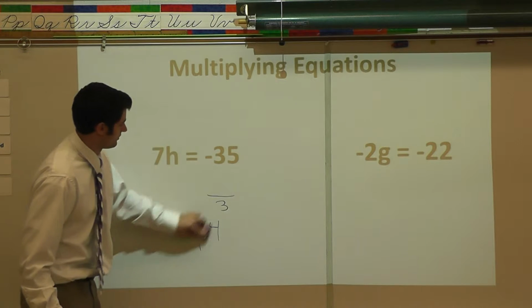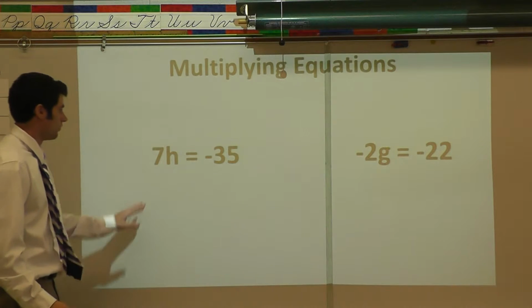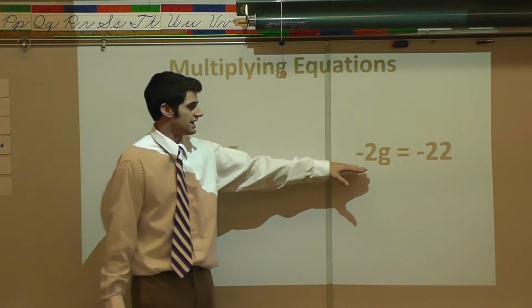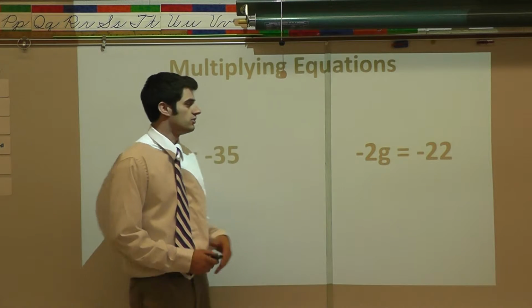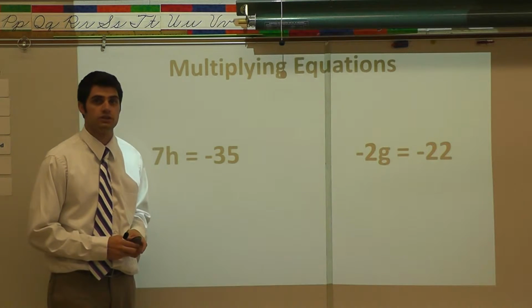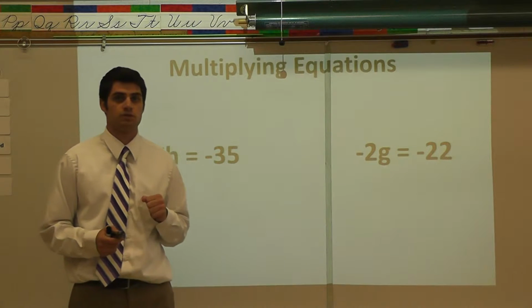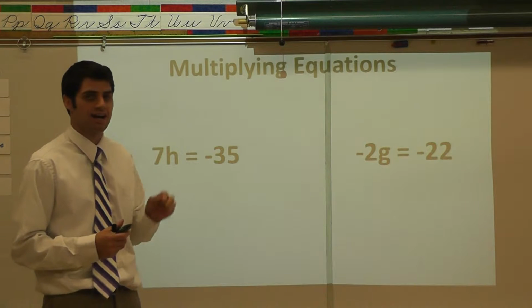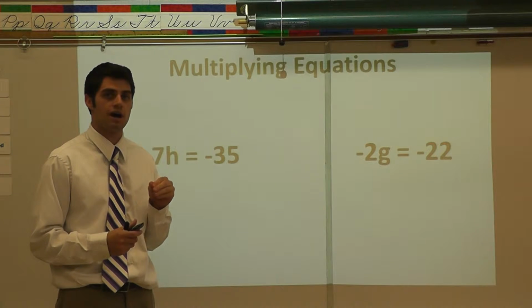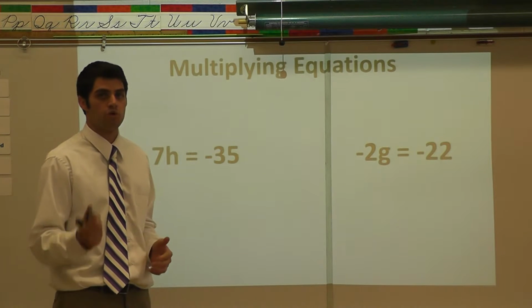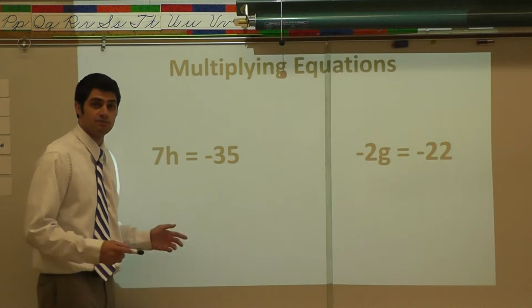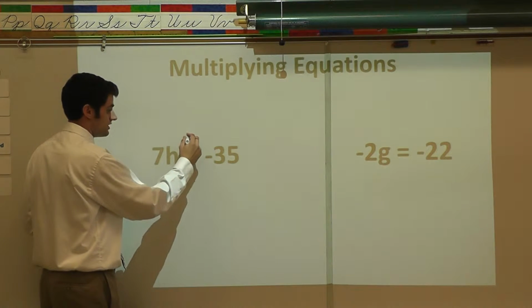In our two examples up here, our first example, we have 7h equals negative 35. And in our second example, we have negative 2g equals negative 22. So now we're kind of working with positive and negative integers. I'll give you guys a helpful hint on how to solve these. Don't get so worried about whether it should be negative or positive. We'll get to that at the end. Alright, so let's follow our same system. I'm going to draw my line down the middle.